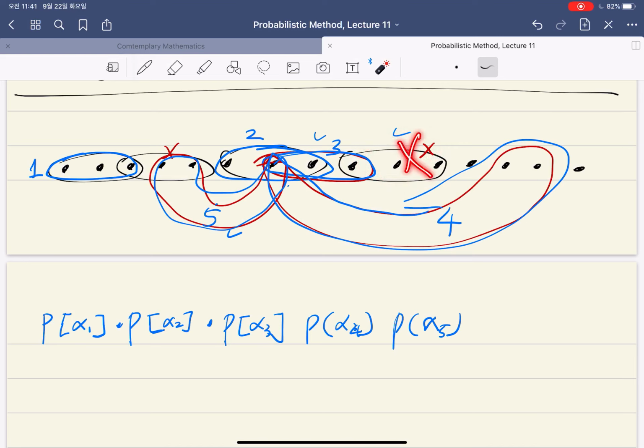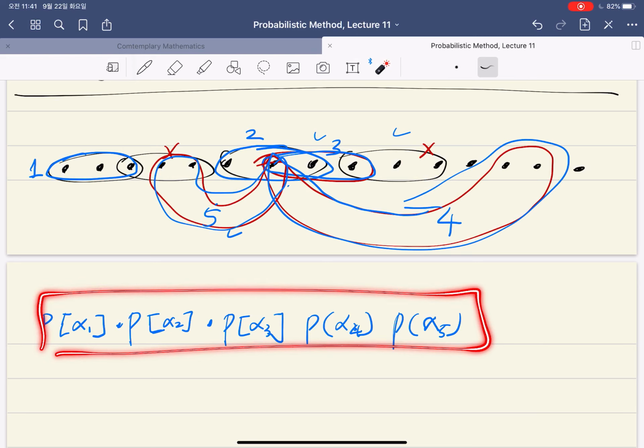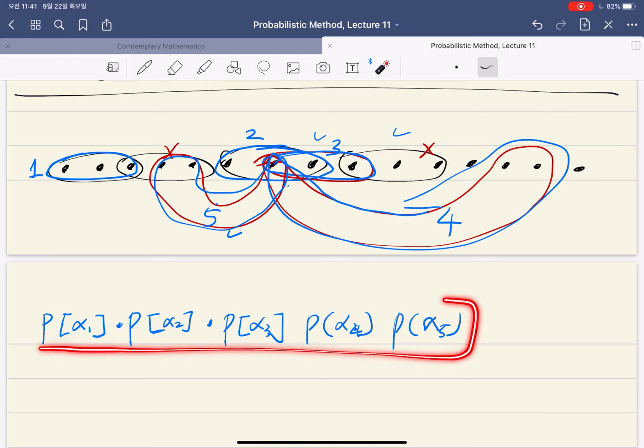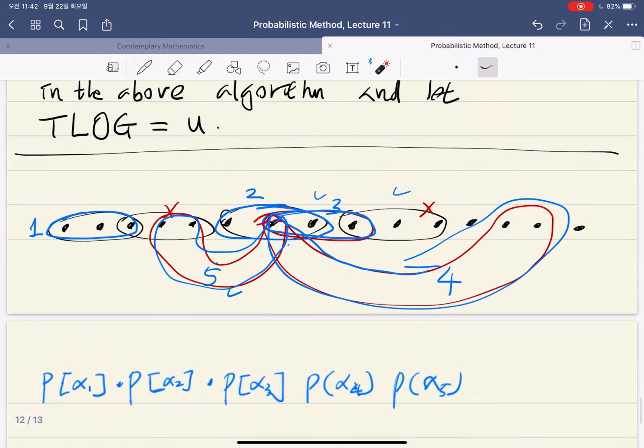So we just forget that, but still we can get the upper bound of this. And these bad events are not really related to the log anyway. So we want to estimate this probability. But this is not the end.